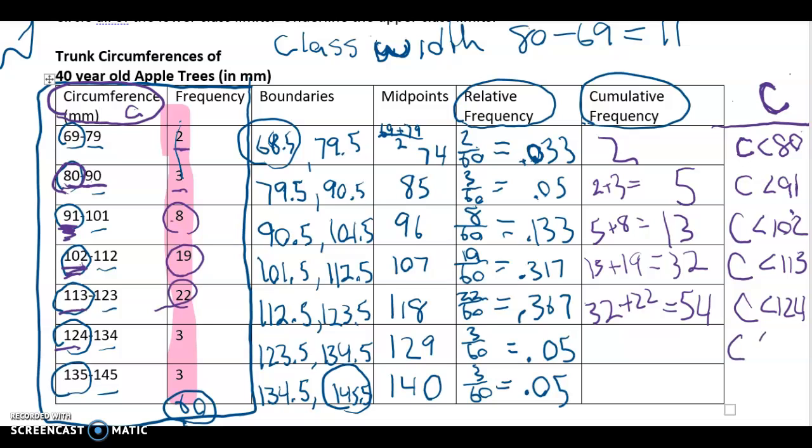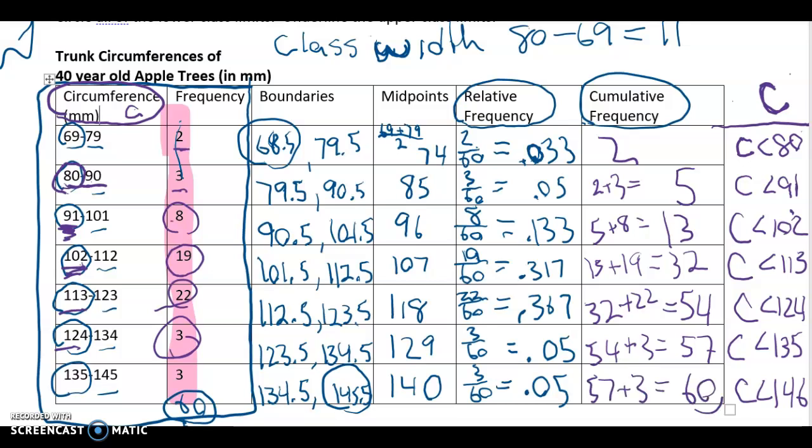The next class will be all the numbers falling before 135. So I'm going to take my 54 and add 3, and I'll get 57. The very last class here goes from 135 to 145, so all of these numbers fall below 146. So I'm going to say 57 is what I had so far and add 3, and I should get 60. This last number should always be the same as the total amount of items in your frequency distribution.